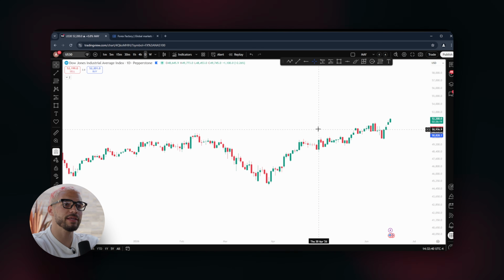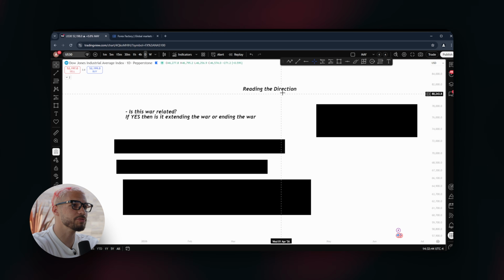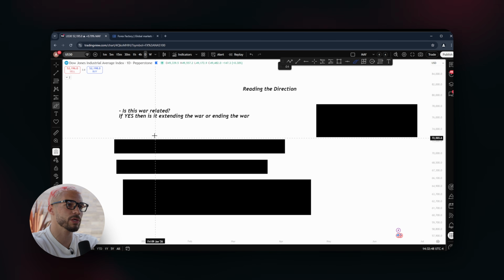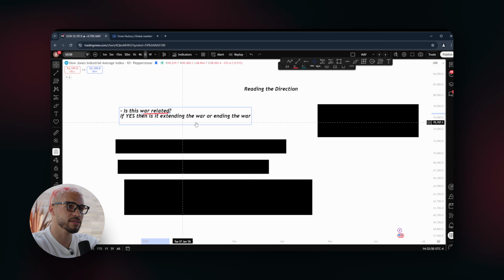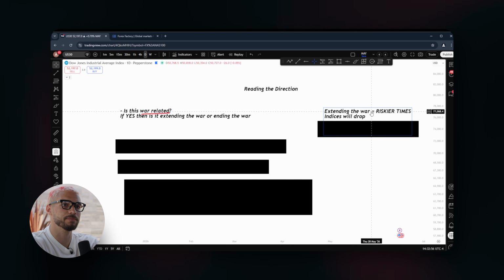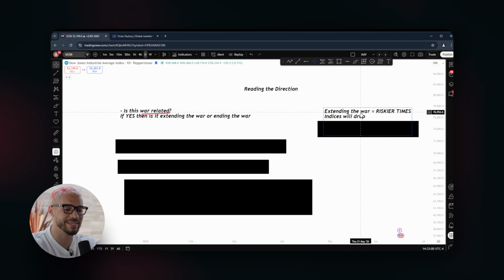So the first thing that we're going to need when it comes to this strategy is actually identifying the market direction. When it comes to reading the market direction, the first thing we want to ask ourselves is, is the news that we're looking at war related? If yes, then is it extending or ending the war? The reason being is we have two things. Extending the war is going to mean that we have riskier times. And in riskier times, we're going to see indices drop.